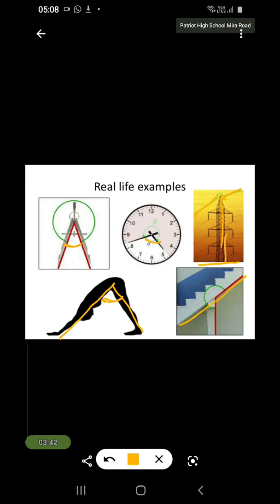Here the staircase makes an angle with the column. This is the column and this is the staircase for going up. So this is the angle.